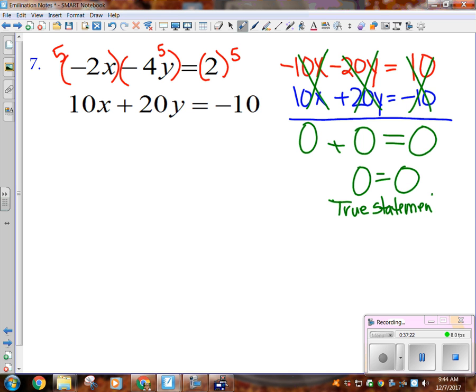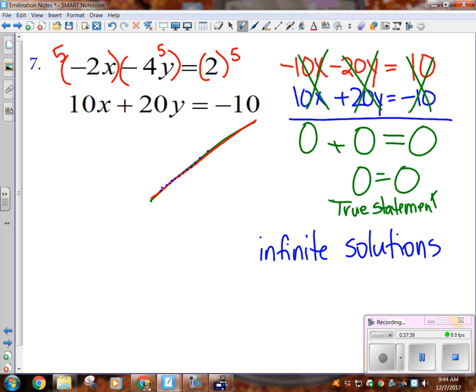Right? So really and truly, those two lines must actually be the same one. So every answer on the line, so this one has what? Infinite. Okay. They must be the same line.